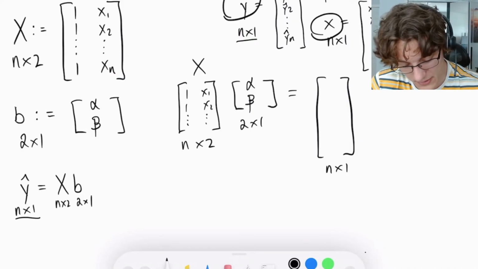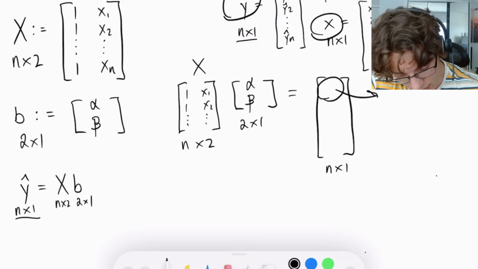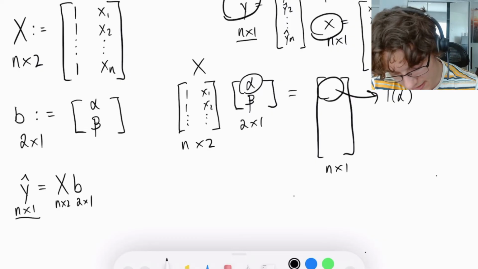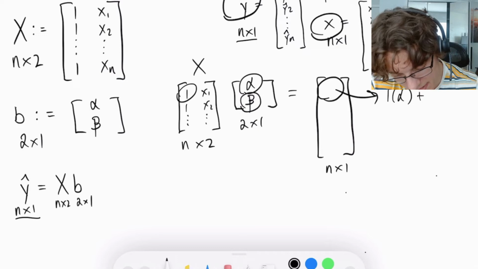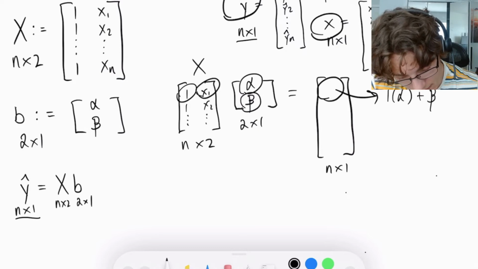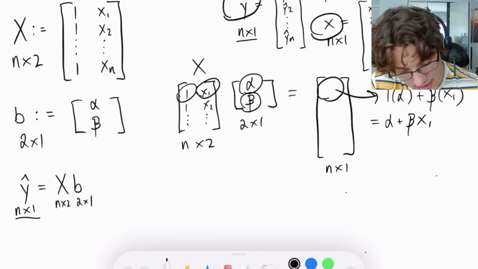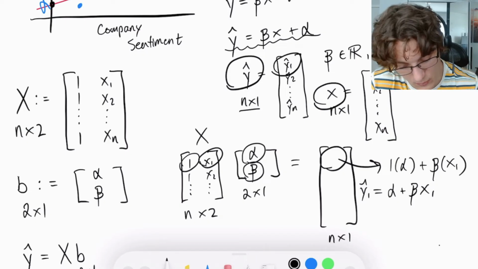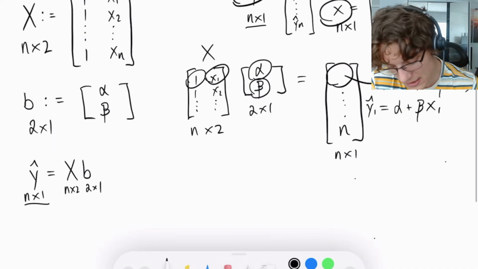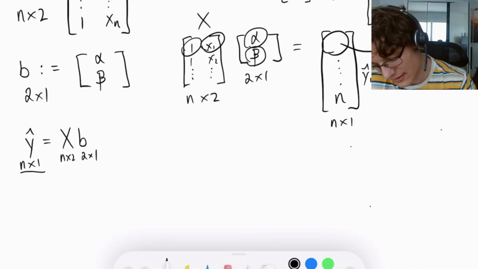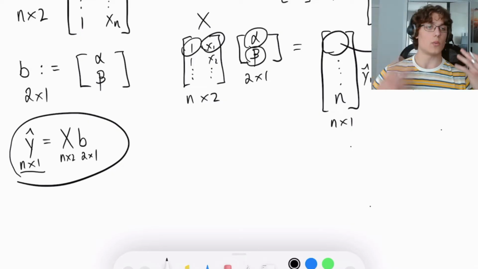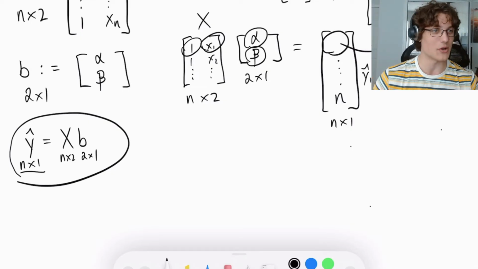So if we actually compute this first element here, then what we're doing is we're going to take 1 times alpha, so this guy times this guy, plus beta times x1. And that is going to be equal to alpha plus beta x1, which is the same thing as y hat 1, which is what we have here. And we're just going to go ahead and do that n times. So that is why we are representing the original equation in matrix form, because we can arrive at the same exact conclusion just very concisely.